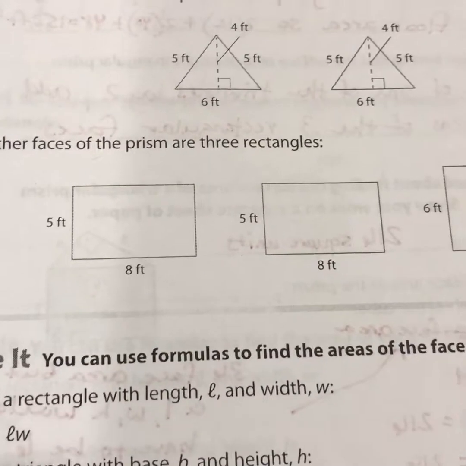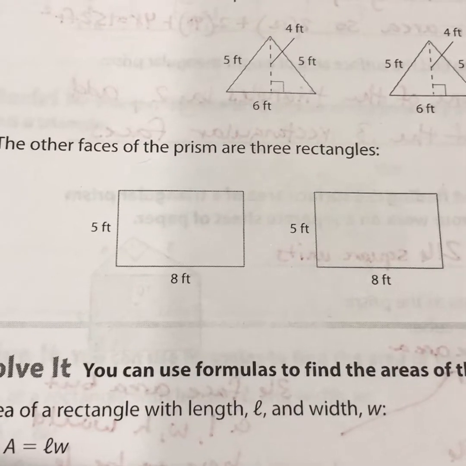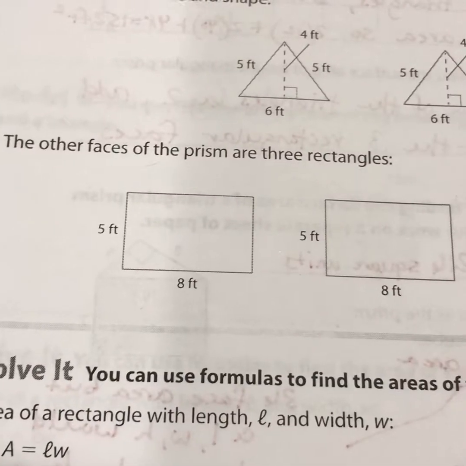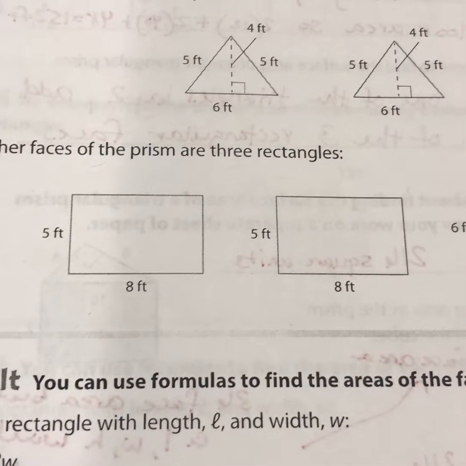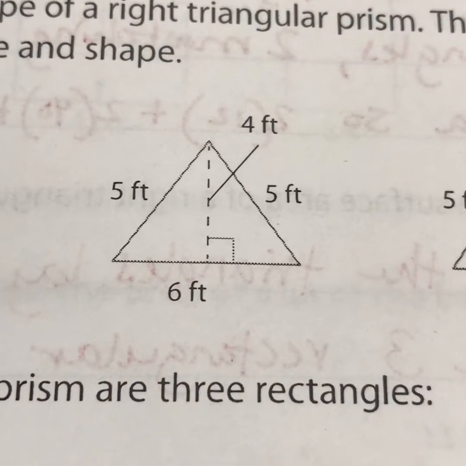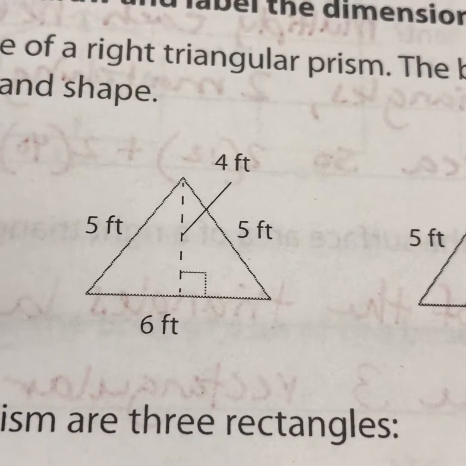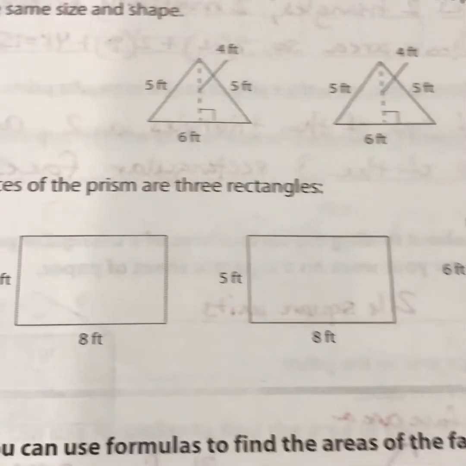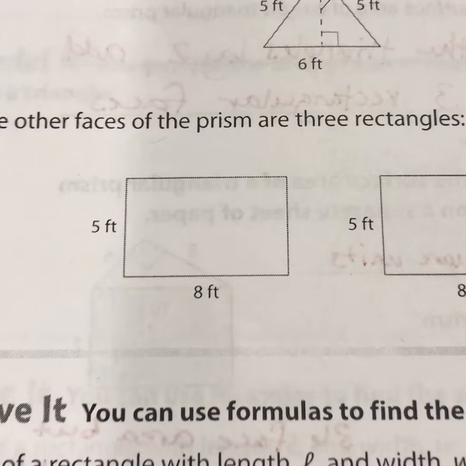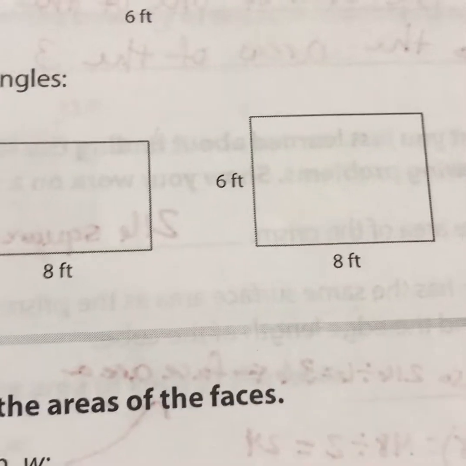Let's look at some of the examples. It says you can draw and label the dimensions of the 5 faces of this prism. The tent is in the shape of a right triangular prism. The bases of the prism are 2 triangles that are the same size and shape. They went ahead and cut out the dimensions for us: base and height. It also gives us the dimensions of where it meets with the rectangles, and shows that there are two of them. The other faces of the prism are the three rectangles. The two leaning against each other are 5 by 8, 5 by 8, and the floor is 6 by 8.